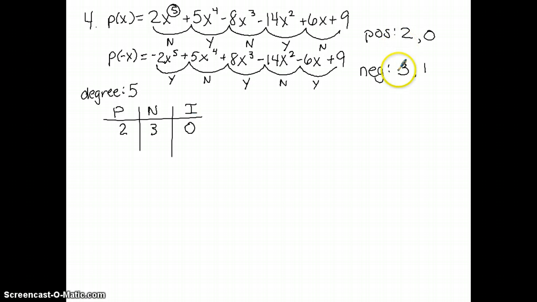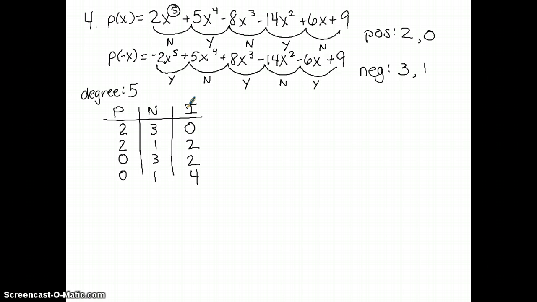But instead of pairing 2 with 3, I could pair 2 with 1. So I could pair 2 positives with just 1 negative. That's 3 roots accounted for. I have 2 left for imaginary. If I continue this, instead of starting with 2 positives, what if I started with none and had 3 negatives? That's only 3. I need 2 more for imaginary to have that row total 5. And then I could also pair 0 with 1. That's only 1 root. I need 4 more. And again, we notice that the imaginary column is always even numbers because imaginary numbers always occur in pairs.